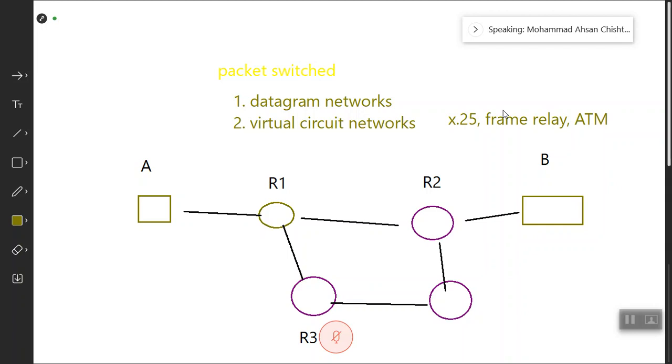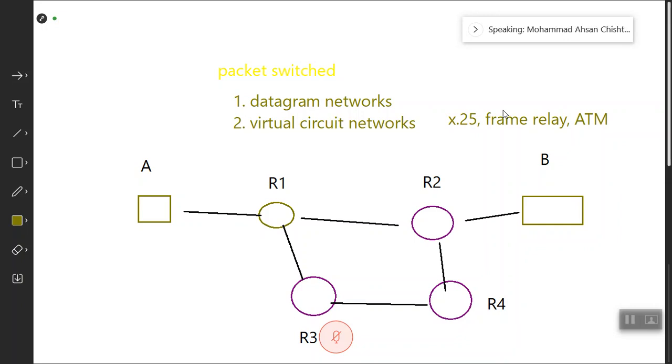Understand this virtual circuit network. Firstly, keep in mind that we are discussing what we call packet switch networks. In a packet switch network, we have an unreserved network. We do not have reservations. And this is of two types. One is datagram and second is virtual circuit. Now, what is actually a virtual circuit?